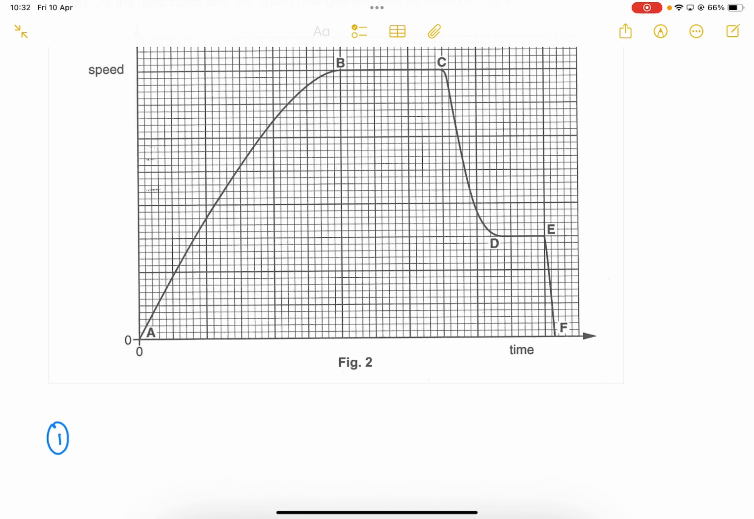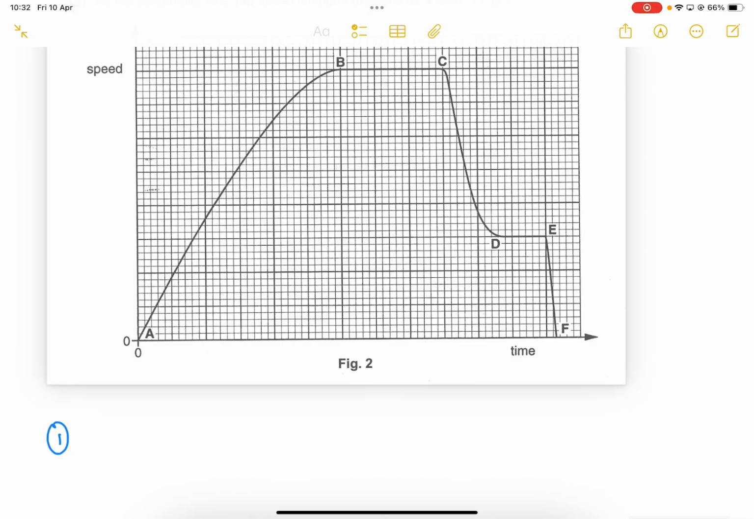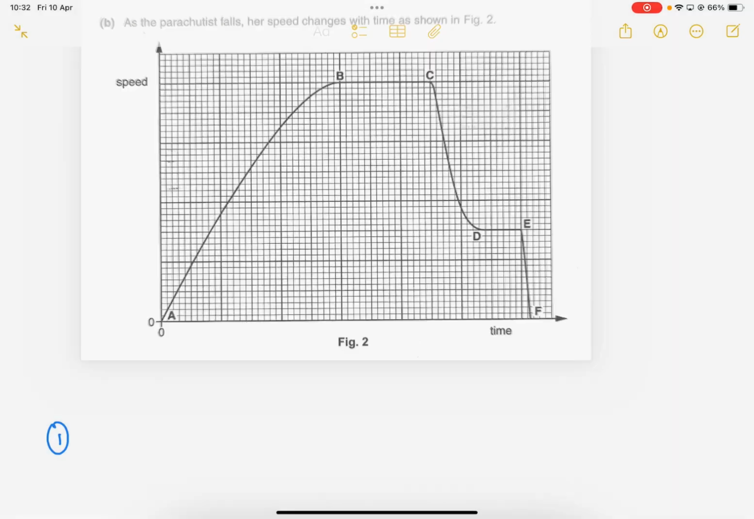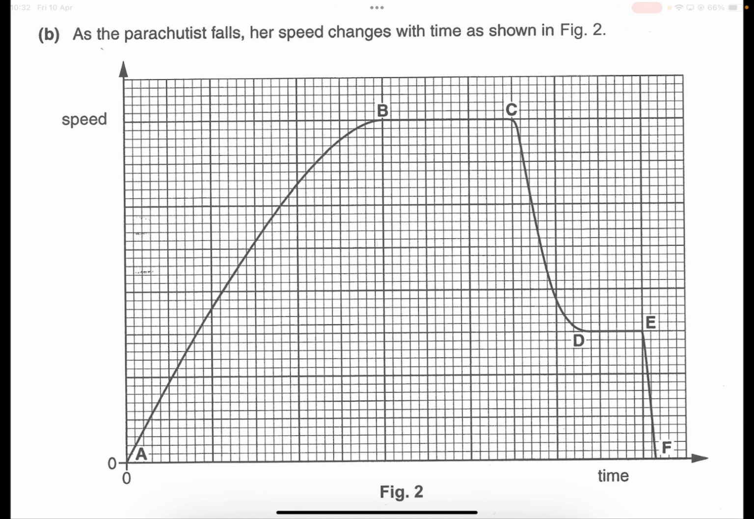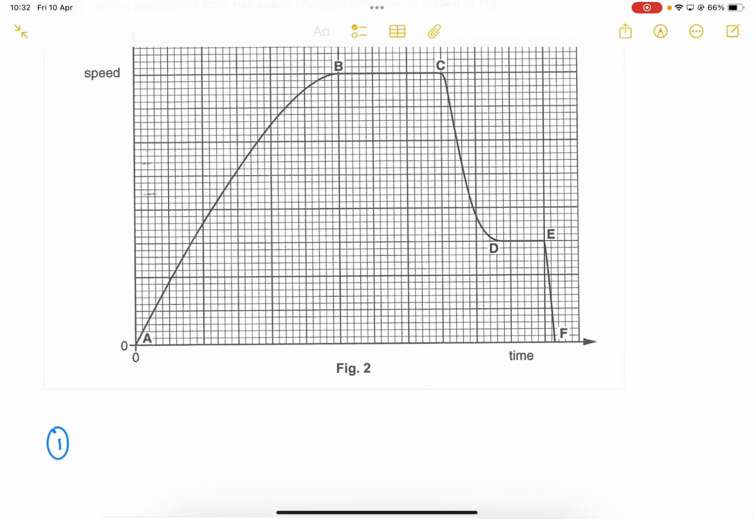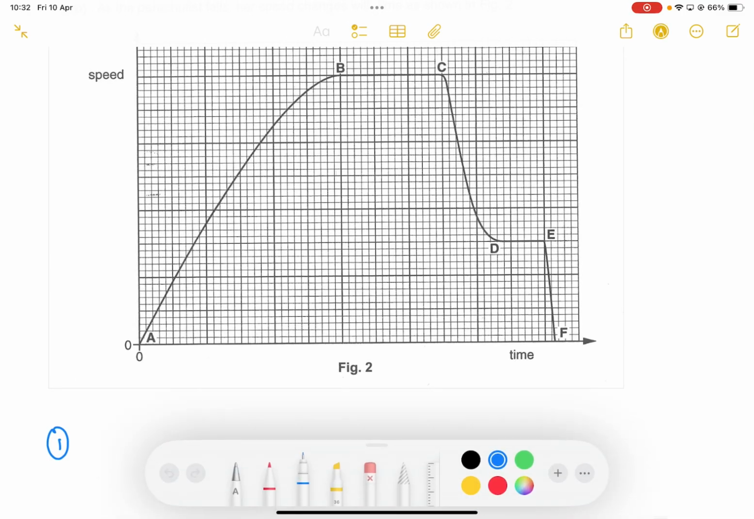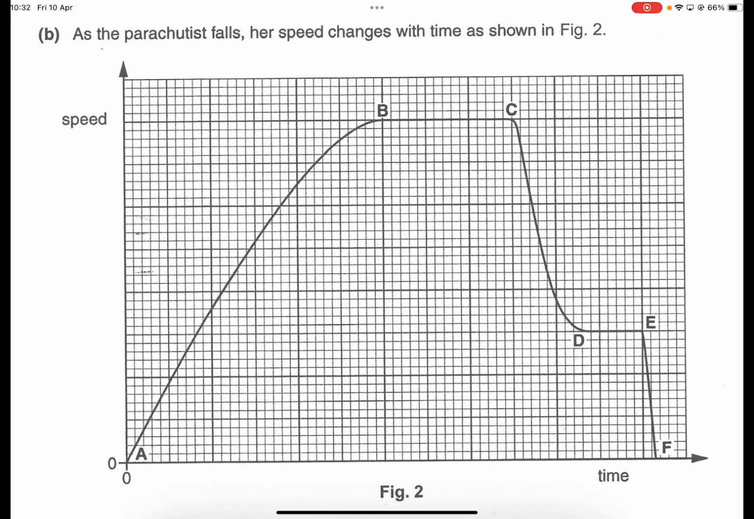Okay, so we break down the motion of this parachutist into different sections of motion. The first part is a Cambridge O-level question. I'm going to modify it slightly because this question doesn't show the first part, which is constant acceleration. So I'm going to add one more section there.